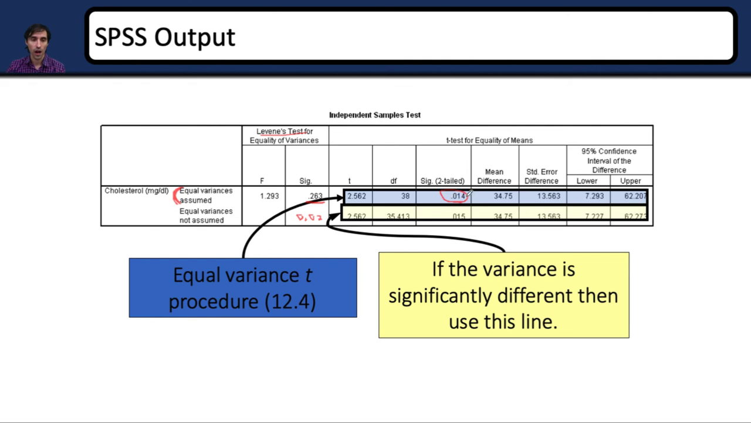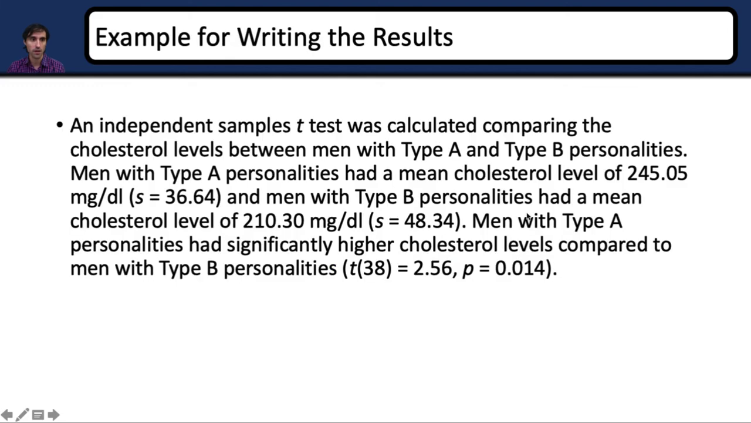And so I determined that our p-value is 0.014, and therefore with an alpha of 0.05, I would reject the null hypothesis. So here it is written out. Consider this when you start doing your tests.